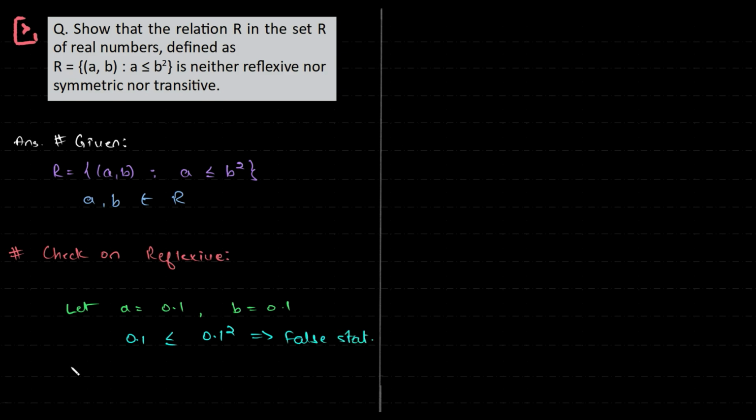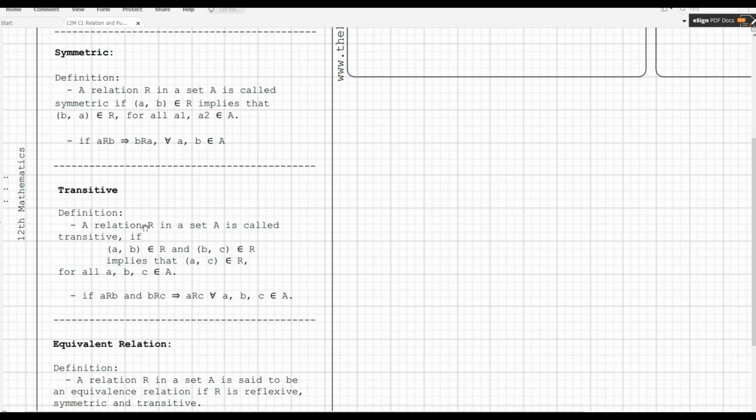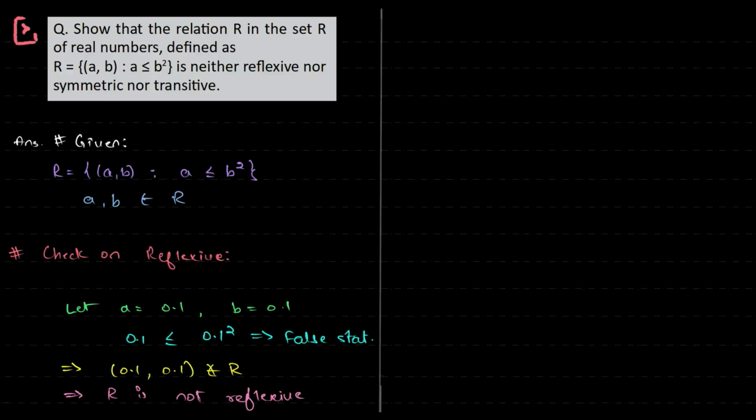And so what can we tell? Then (0.1, 0.1) does not belong to our relation R. So from this I can tell R is not reflexive. Then to do with symmetry, we need to consider a pair which is true and the reverse of it is not going to be true. So check on whether this is symmetric.